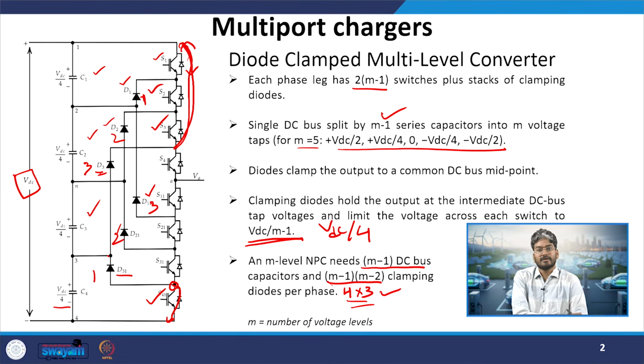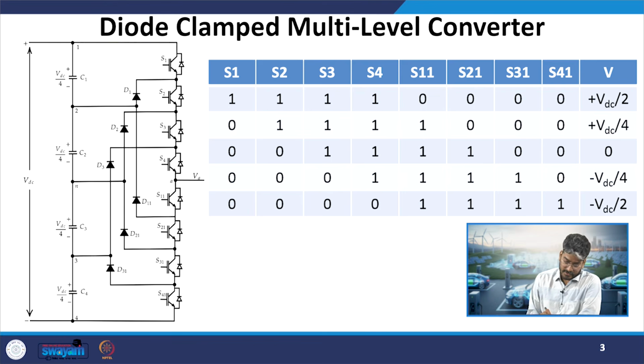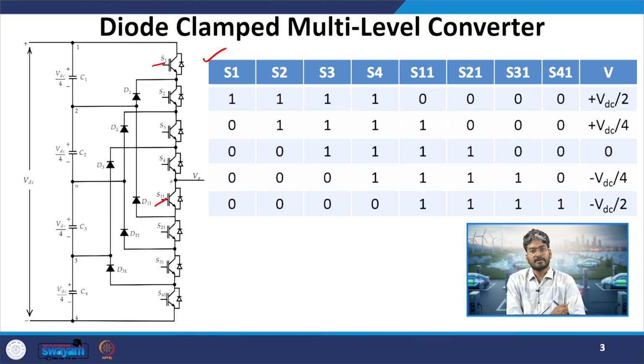Now, let us see what will be the operation of this circuit. Suppose this is the switching combination table where the status of the switches is given. If you see the numbers, they are written as S1 and S1'. Why are they written in that way? Because of a particular combination of their operation, they will be operated in a complementary manner.